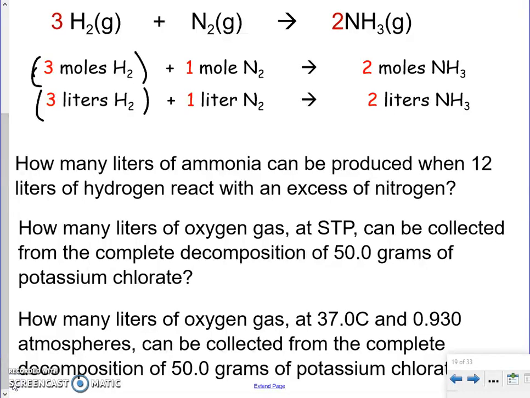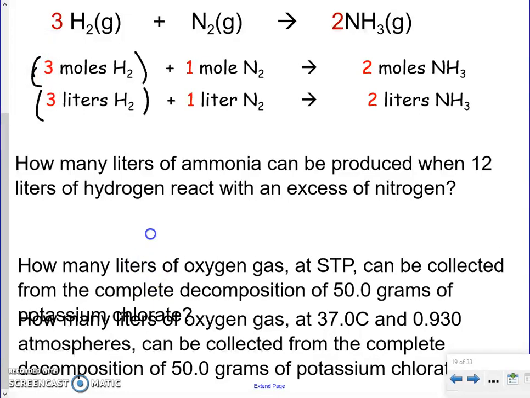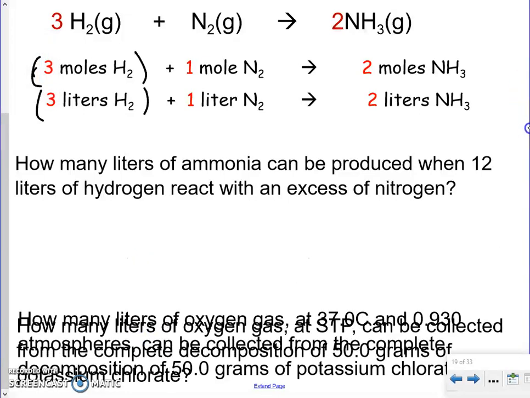How many liters of ammonia can be produced when 12 liters of hydrogen reacts with excess nitrogen? Let's pull these down and work through these. So liters of ammonia can be produced from hydrogen and nitrogen. So we have hydrogen, which of course is a gas, nitrogen, again a gas, going to NH3, which is also technically a gas at room temperature.